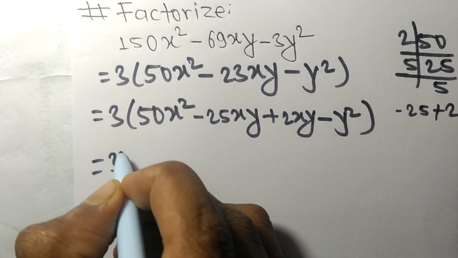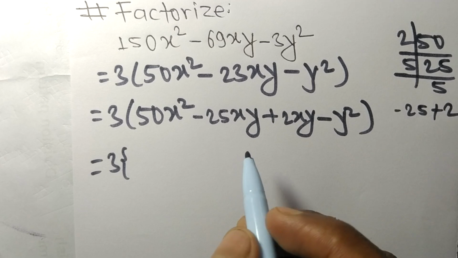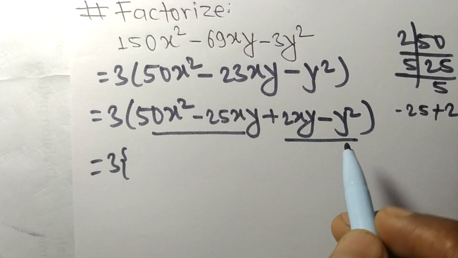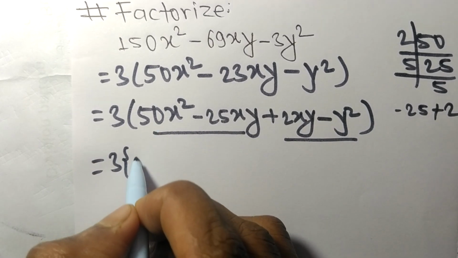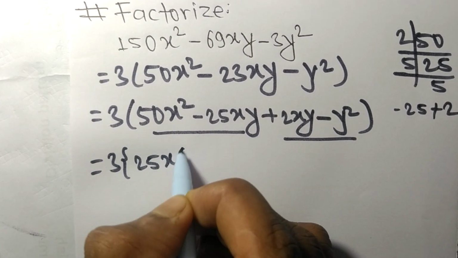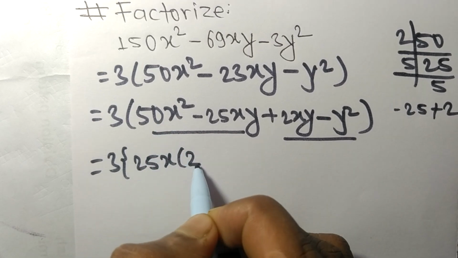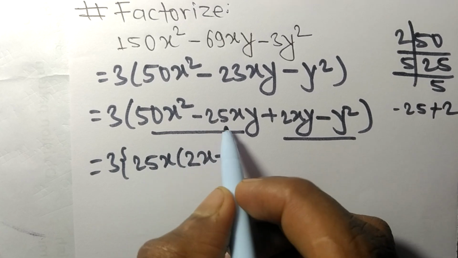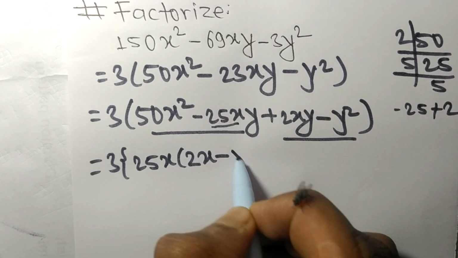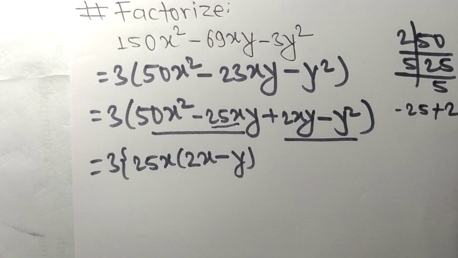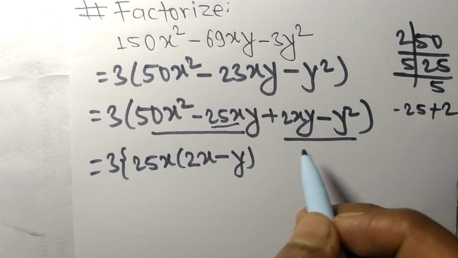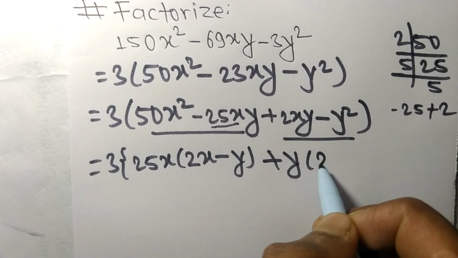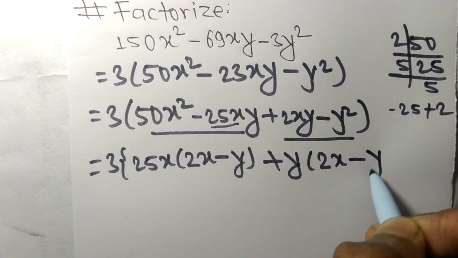So 3 is the same. Now we find the common factor in the first two terms and in the last two terms. So the common factor here is 25x. So remaining, 25 times 2 means 50, and x minus 25 and x already came. So remaining is y. Like as in the last term the common factor is plus y. So remaining in the first is 2x minus y.